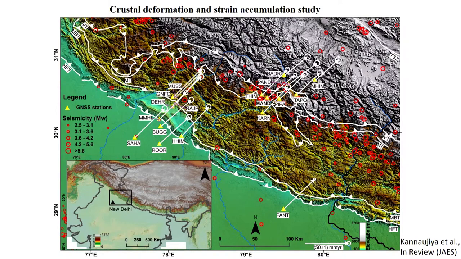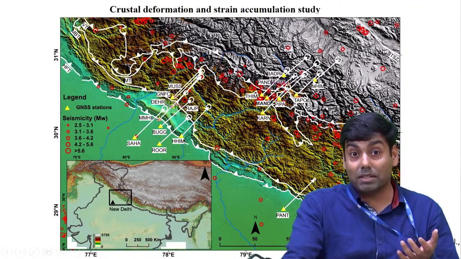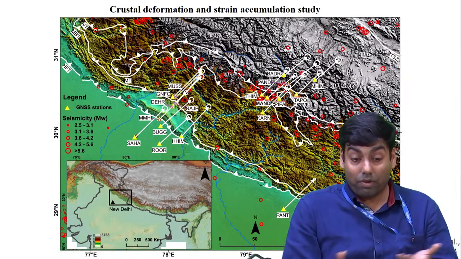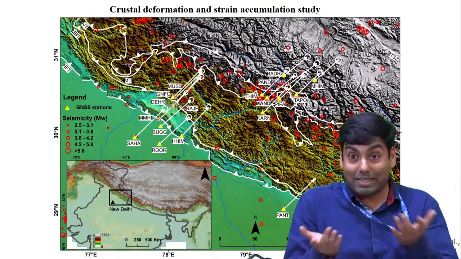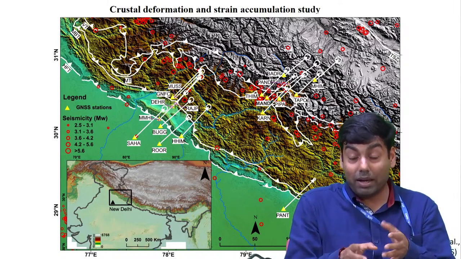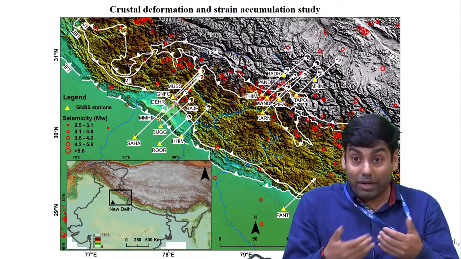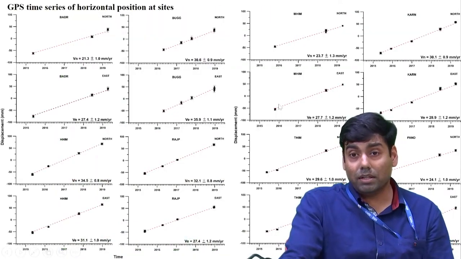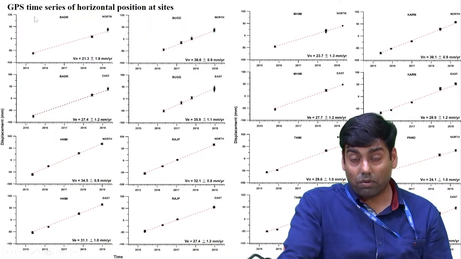Convergence impact is almost negligible, insignificant. That's why you get almost the same velocity from Bengaluru to Haridwar, maybe a 5 millimeter difference or so. But if you go to Badrinath, there is a 32 millimeter difference. So where is the rest of the velocity going? It is basically being accommodated and accumulating in the form of elastic energy. So we have attempted to study the seismic hazard of this region.